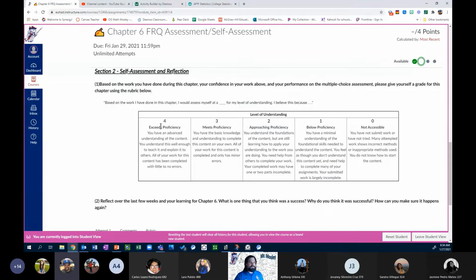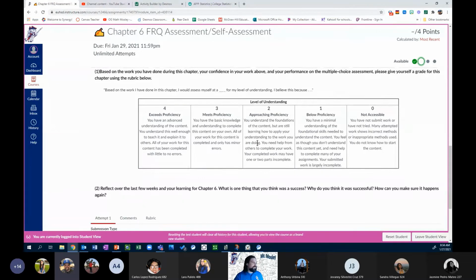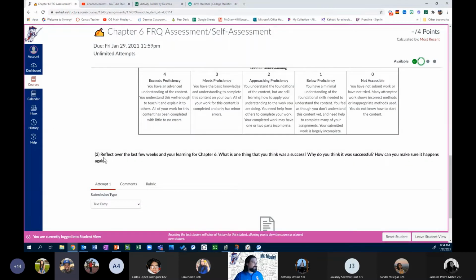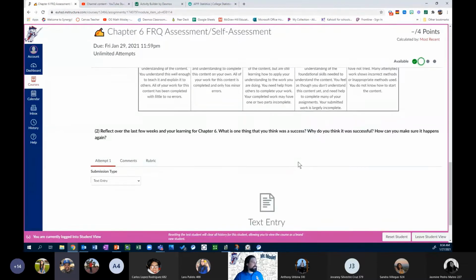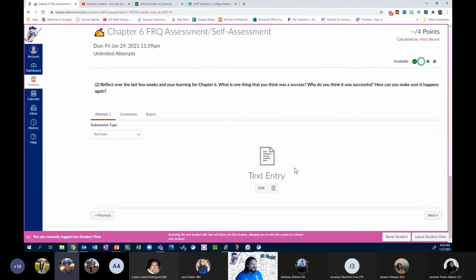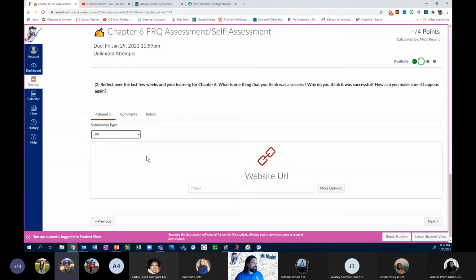All right, and so somewhere in your submission, you need to do both sections. This is what grade do you think your understanding deserves? Give me a reason why, and then a reflection question. Please answer that one as well. You have the option to do just a simple text entry, right? If you feel savvy, you can make a website, I don't know, use like a Google site and put all your solutions in there.